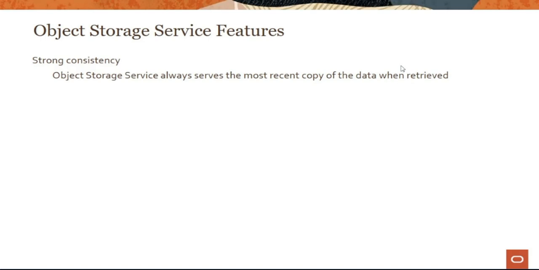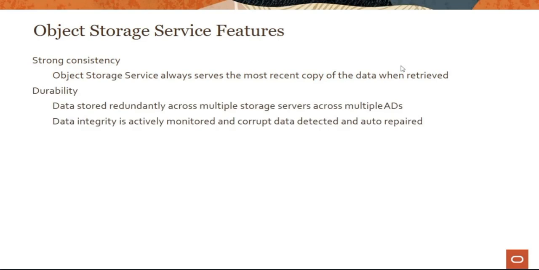And as you can imagine, these are distributed systems, so the data is actually written across multiple ADs. If it's a multi-AD region, in a single AD region, still written to multiple storage servers. So strong consistency means you are always guaranteed the most recent copy of the data, versus eventual consistency, where eventually your data might be consistent, might be the latest, but you might get stale data in between.